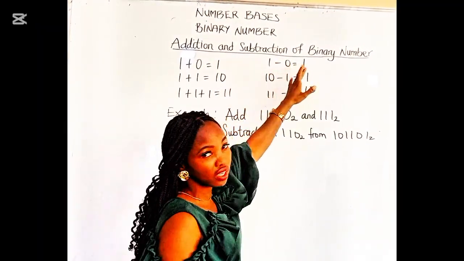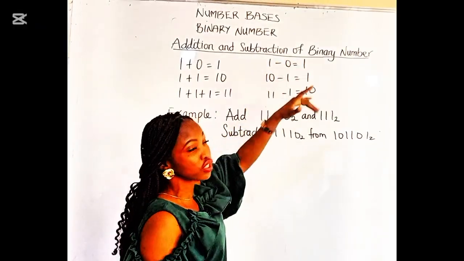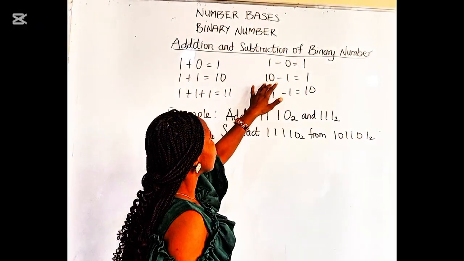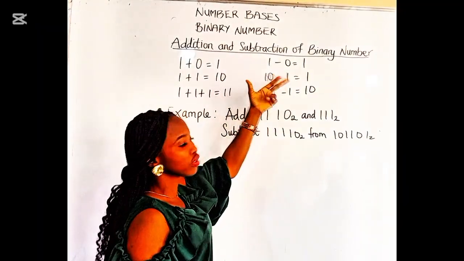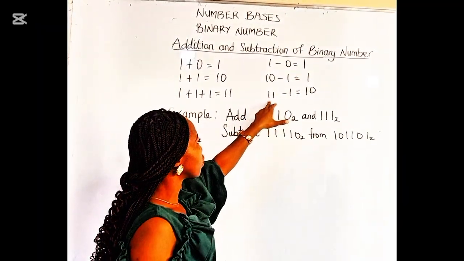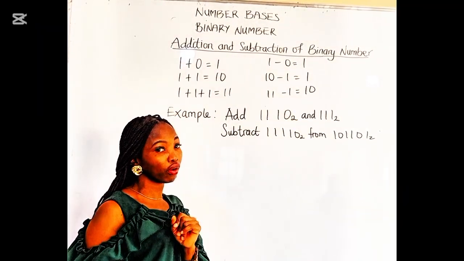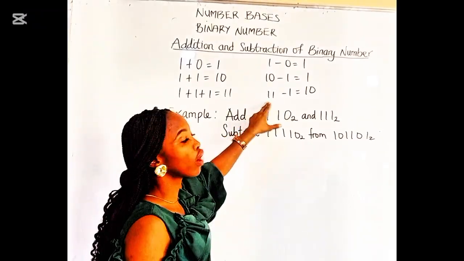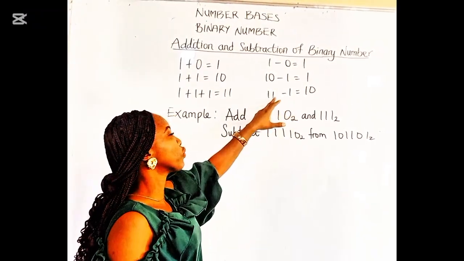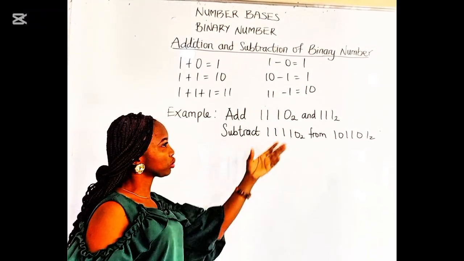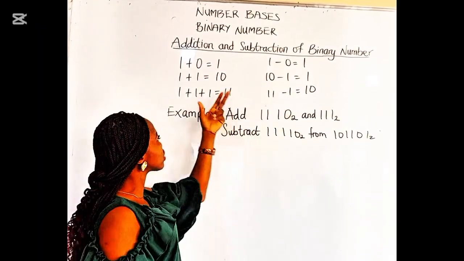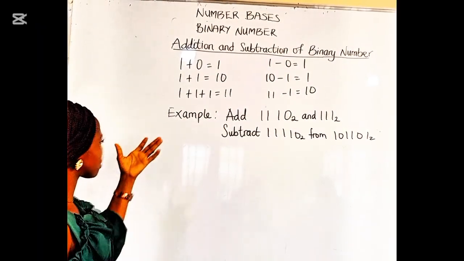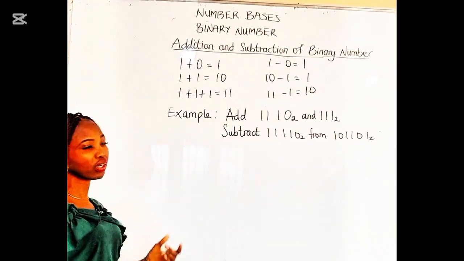1 minus 0 is equal to 1. 10 minus 1, meaning 2 minus 1, is 1. 11 minus 1, like I said, we don't call it eleven, so this is actually 1, 1 minus 1. 11 minus 1 is actually 10. That's 1, 0, just like 3 minus 1 is 2. So let's dive in and talk about our addition and subtraction.